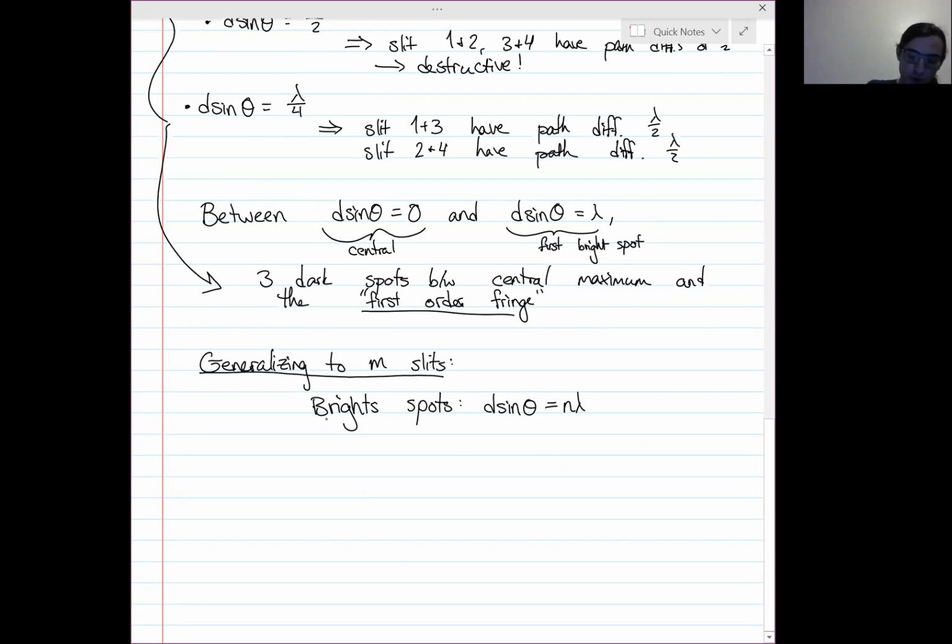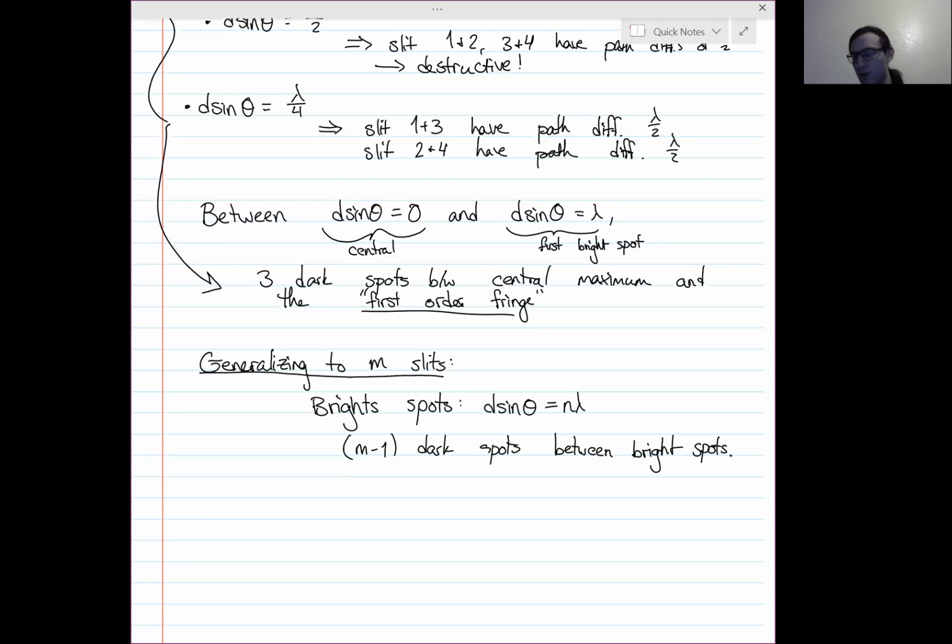Now, further, what this means is that we get m minus 1 dark spots between the bright spots. So the more slits you have, the more dark spots you get between bright spots. But we expect that the bright spots and the dark spots are the same size.